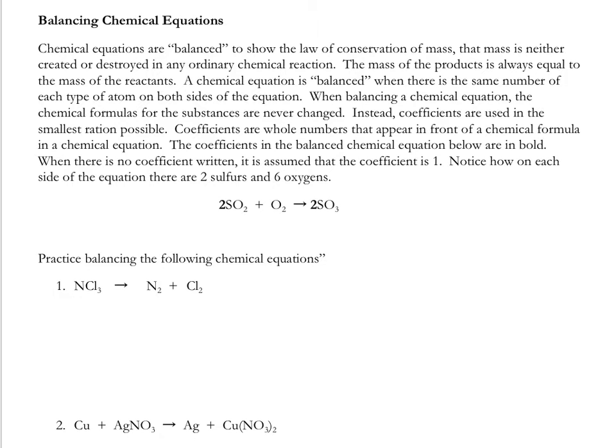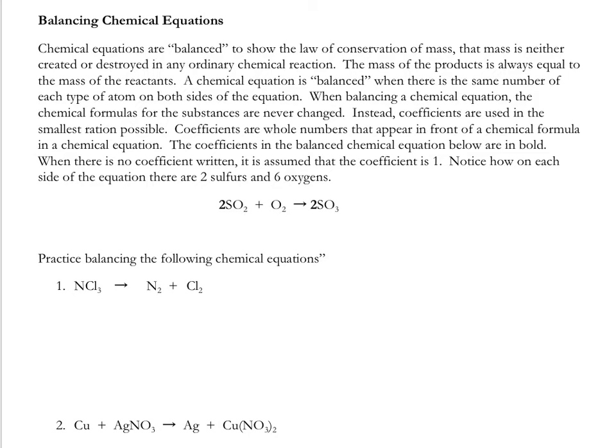In this video, we are going to take a look at balancing chemical equations. Chemical equations are balanced to show the law of conservation of mass. The law of conservation of mass says that mass is neither created nor destroyed in any ordinary chemical reaction. What does this mean? It means the mass of the products is always going to be equal to the mass of the reactants.